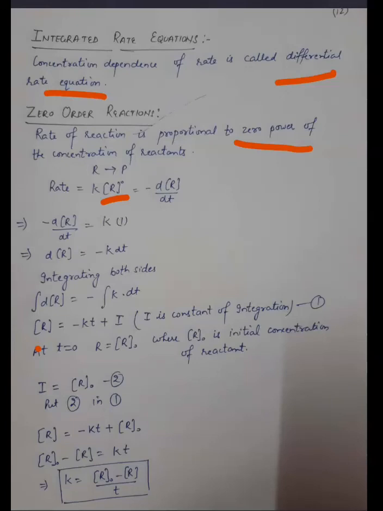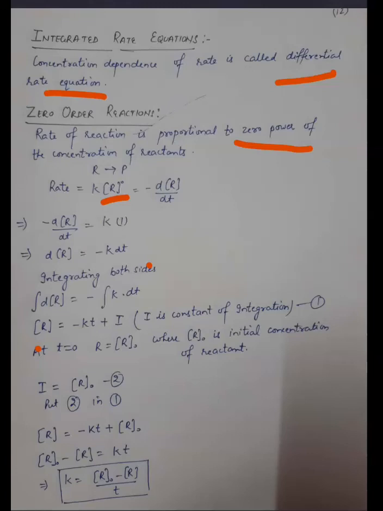Minus dR is equal to minus K into dt. Now integrating both sides. After integrating dR we get R, and after integrating K into dt we get Kt plus I. I is known as constant of integration because this integration is without limits. At t equal to 0, R is equal to R naught, meaning when the reaction was not started, at t equal to 0, R is equal to initial concentration of reactant.